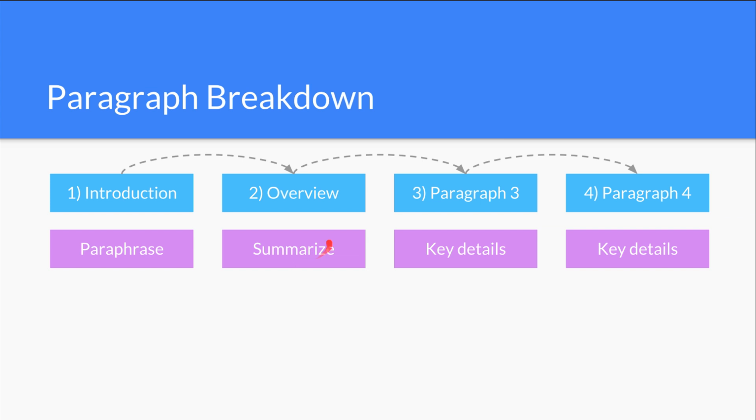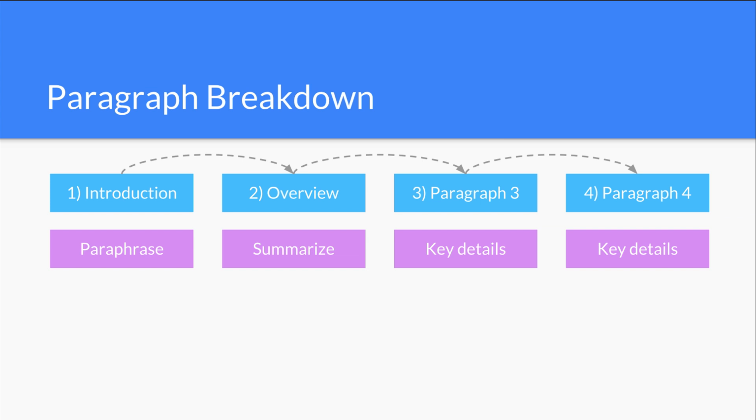Then, in the overview paragraph, you have to summarize the basic information in your infographic. I'll show you exactly how to do this in our lesson number 3. Then, in the third and the fourth paragraphs, you have to write the key details. This means that you have to start describing the numbers and the numeric data that you see in your graph or your chart. I'll teach you this in more detail in lesson number 4.